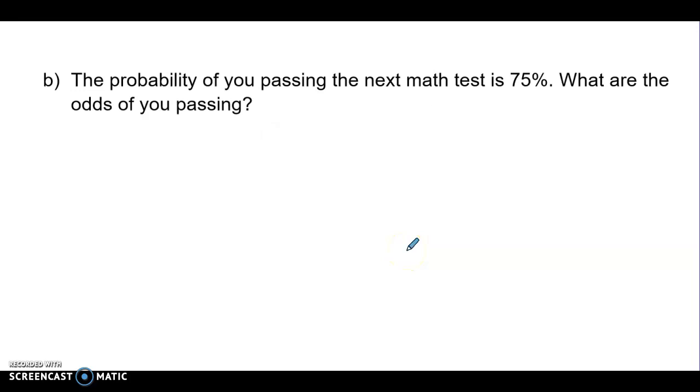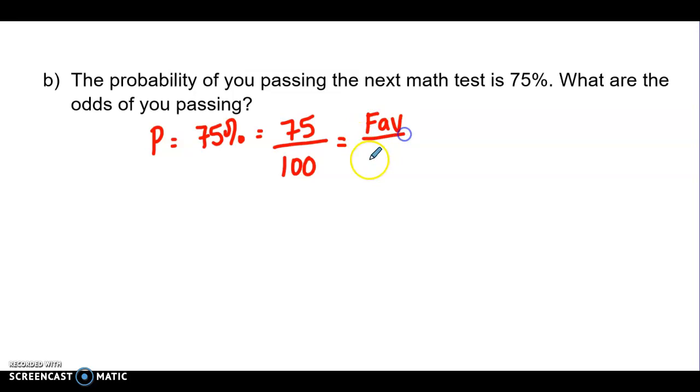Part B. The probability of you passing the next math test is 75%. What are the odds of you passing? So we are given the probability as 75%. We can write that as 75 over 100, written as a fraction. Probability we know is the favorable outcomes divided by our total. We are looking for the odds of passing.